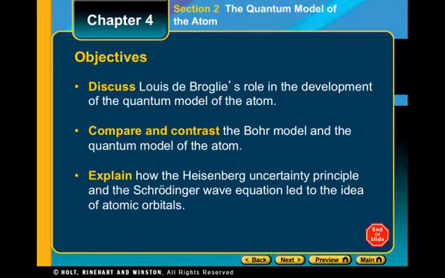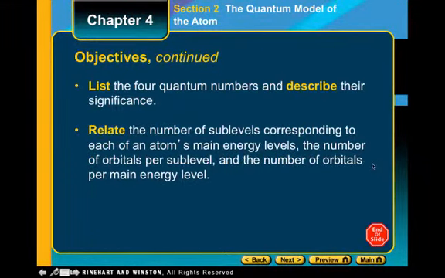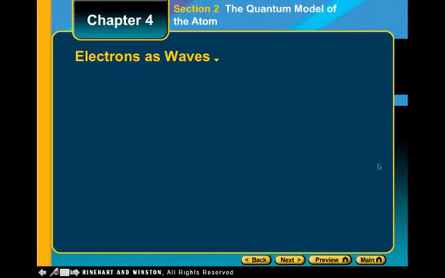So we're going to look at de Broglie's involvement in developing the quantum model, compare the 2 models, and look at the Heisenberg uncertainty principle and Schrödinger's wave equations. And then we're going to finish up with quantum numbers.